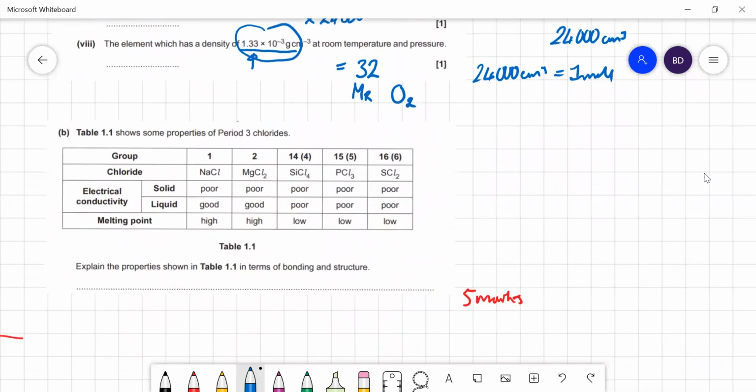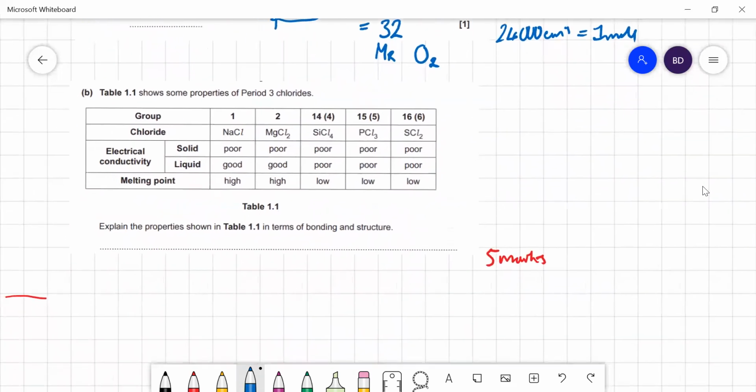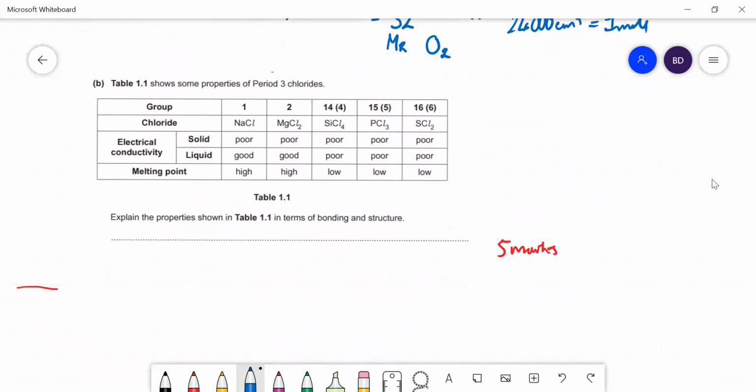Right. Period 3 chlorides. Explain the properties in table 1 in terms of bonding and structure. Okay, so what we're going to say, NaCl, it conducts, it's got a high melting point. Why? Because it's an ionic solid. You've got strong electrostatic attractions between sodium ions and chloride ions, we'd say. And it is a good conductor when molten, because the ions can move.